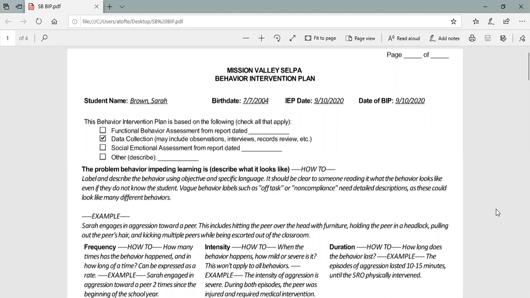These checkboxes here: the behavior intervention plan is based on the following. It could be based on a FBA. If an FBA was conducted, the 60-day assessment that we do for some severe cases. So if an FBA happened and this BIP is a result of that, then you check that box. However, most frequently we're checking the second box. It wasn't based on an FBA, it was based on data collection. So that's the one you're most often going to check, but like it says, check all that apply.